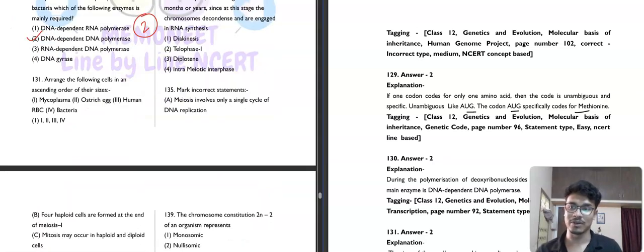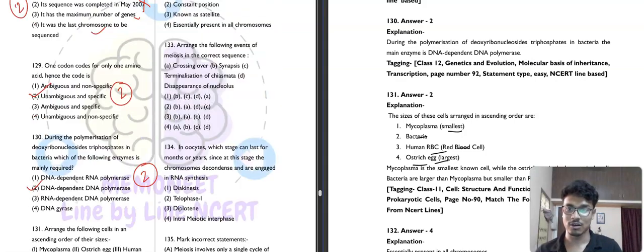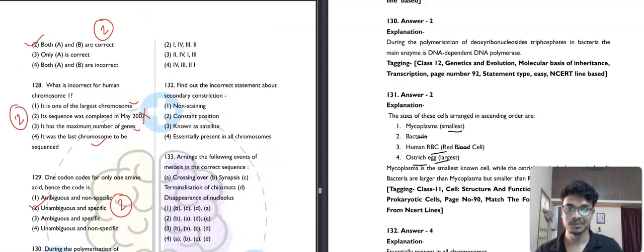Then question number 131. Arrange the following cells in ascending order of their size. So it will be smallest to largest. Mycoplasma will be the smallest, then bacteria, then human red blood cell, and ostrich egg is the largest. So correct option will be option number second.